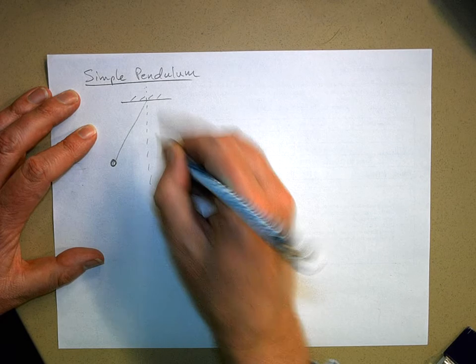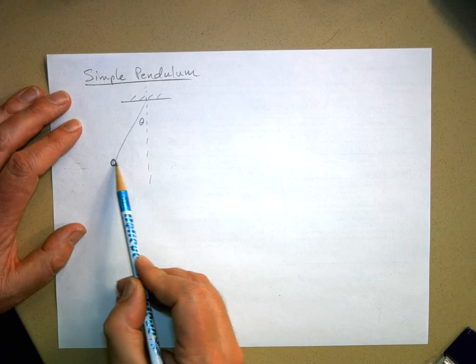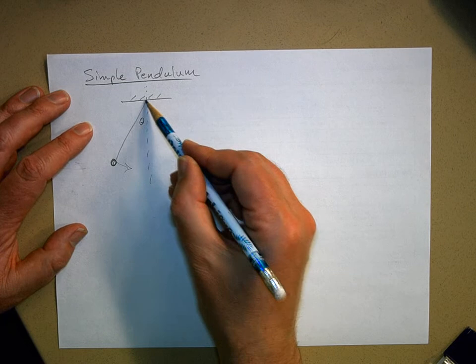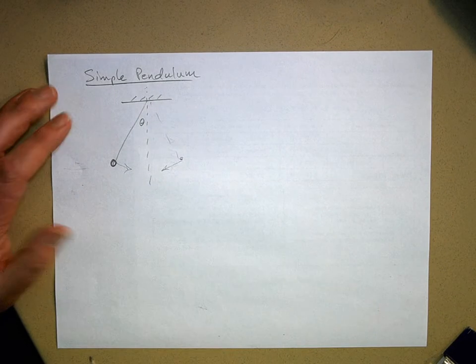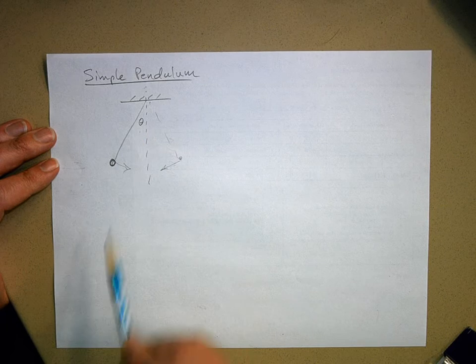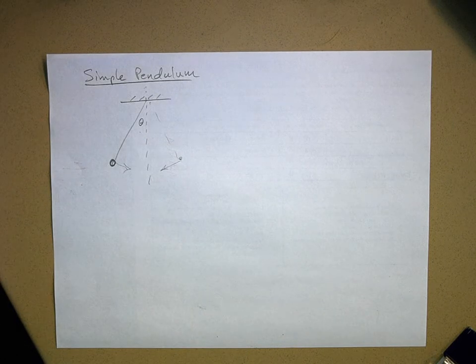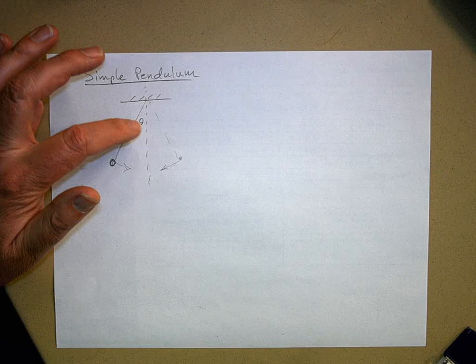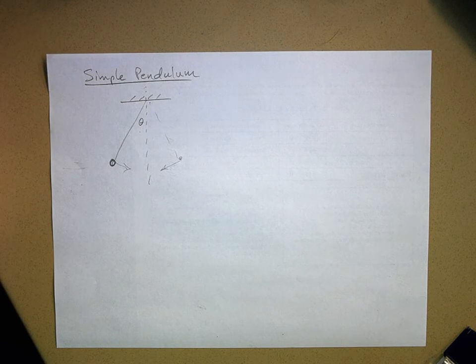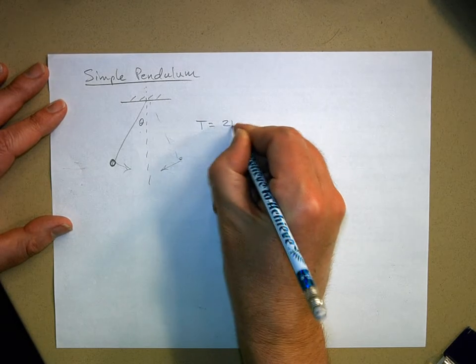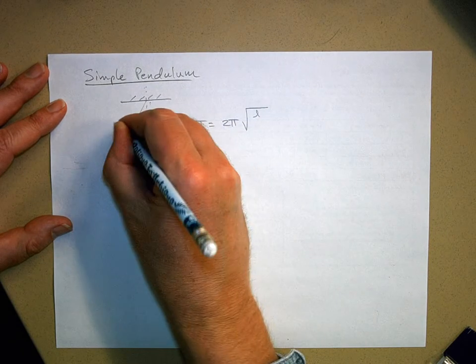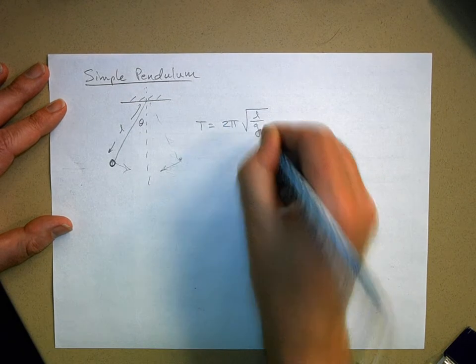But this is theta. The restoring force of this is a component of gravity that's equal to mg sine theta. But if theta and sine theta are very small, if you keep the angle fairly small, sine theta and theta are the same thing if you express theta in radians. Now what this does, you go through the same mathematical ideas that we just went through, and we'll do it again later, but you end up with the period of a pendulum equal to 2 pi times the square root of the length of the string divided by the acceleration of gravity.